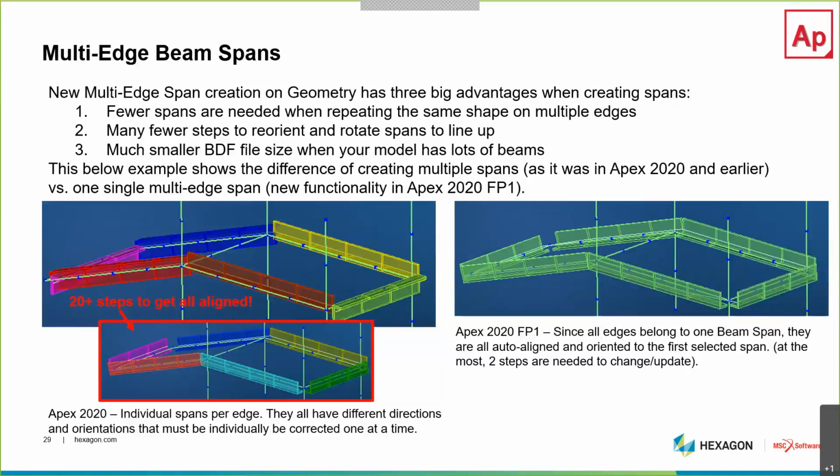You also have lots of time and effort that it takes in order to modify and even create a model from scratch. And now you have the ability to have multiple edges belong to one beam span. And this also means that they're auto-aligned also. So if you change one, it all kind of changes along with it. Now, this in and of itself is kind of cool, especially when you can look at the different colors on the left-hand side, and it's all one color on the right-hand side.